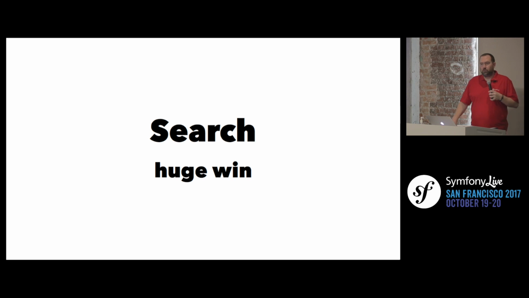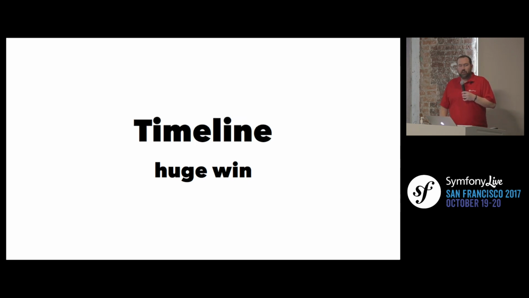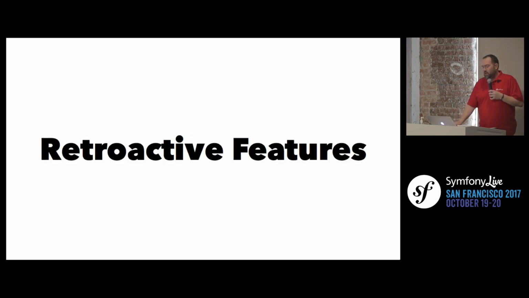Where I saw the biggest wins were search. Search was huge. This made our application more powerful than a lot of other more established applications really quickly because it just worked. Timeline turned out to be a huge win because we were able to make some really rich timeline models showing what was going on with our different entities and how they were related to each other really well.